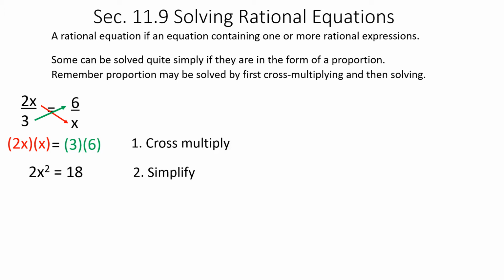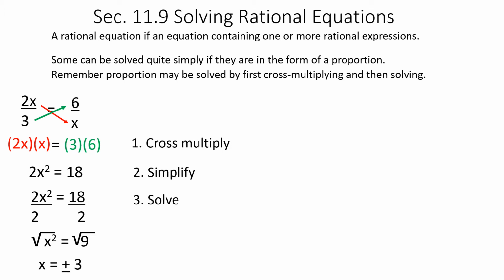Now, once we've simplified, all we have to do is solve. So in order to solve this equation, you all know how to do this. This is nothing new to you. You're going to divide both sides by 2 because you're trying to get the variable by itself. So we end up with x squared equals 9. And since you have a quadratic with just an x squared, you can simply take the square root of both sides, and you end up with x equals plus or minus 3. And of course, you can do the check step as well.